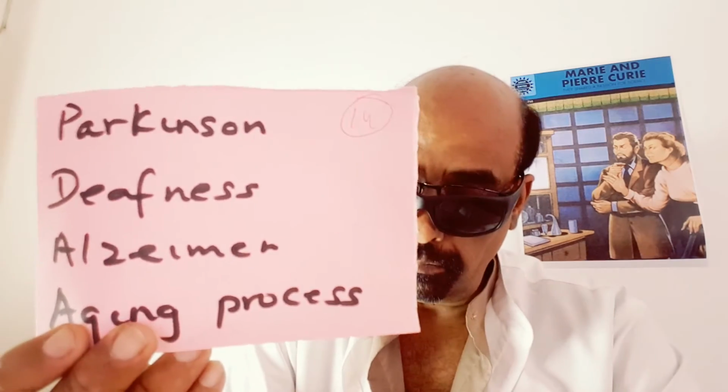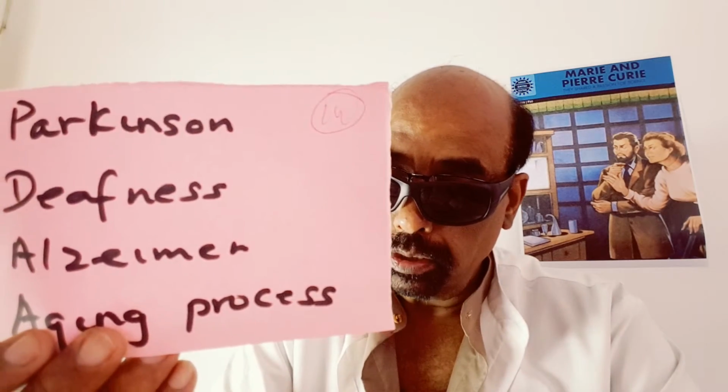Free radicals are involved in causing Parkinson's disease, deafness, and Alzheimer's. They are also involved in the aging process. Getting old with time is due to free radicals.